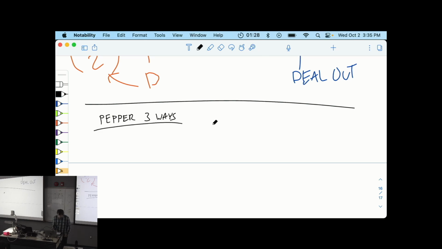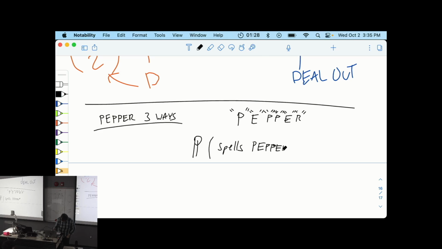But the pepper problem is you have the tiles P, E, P, P, E, R. You have 3 P's in your hand. So you've got 6 of these Scrabble tiles, and you shake them up, and you take them out one by one. What is the probability it spells pepper? So you're taking them out and putting them out in order.